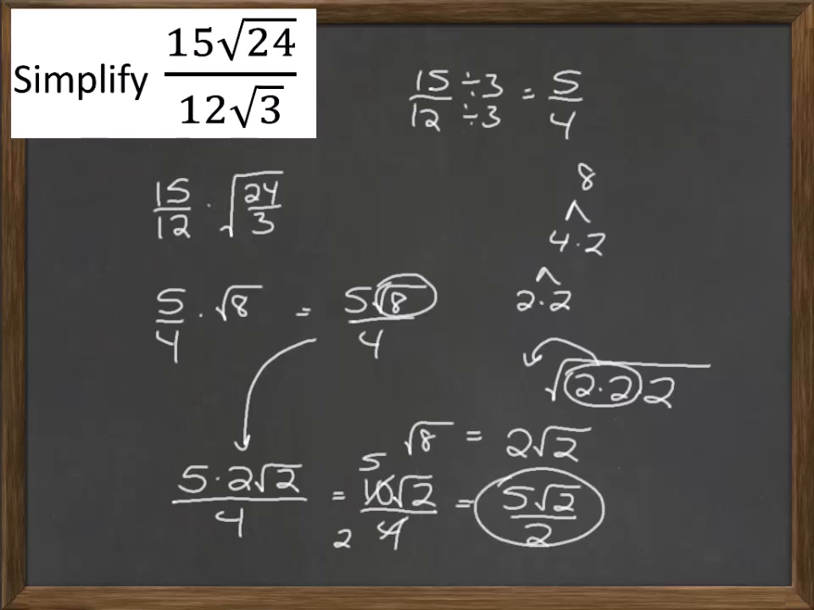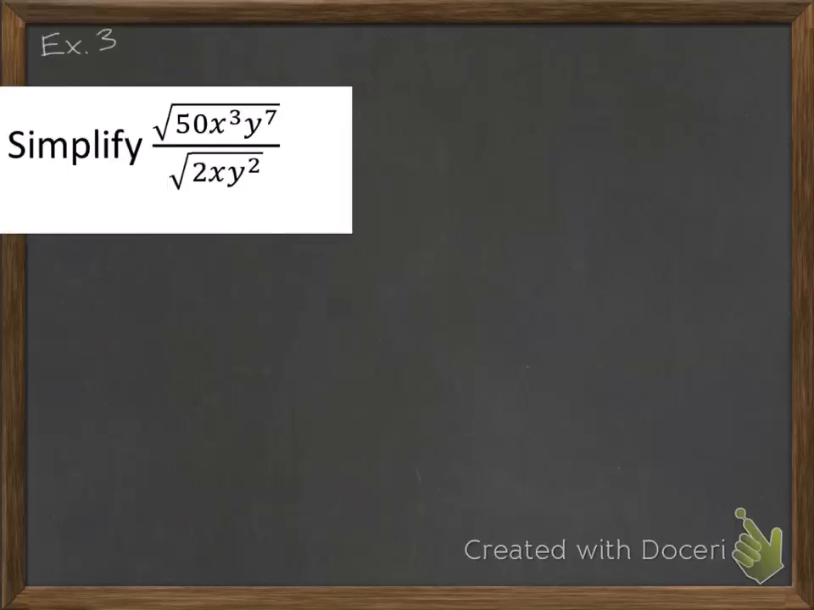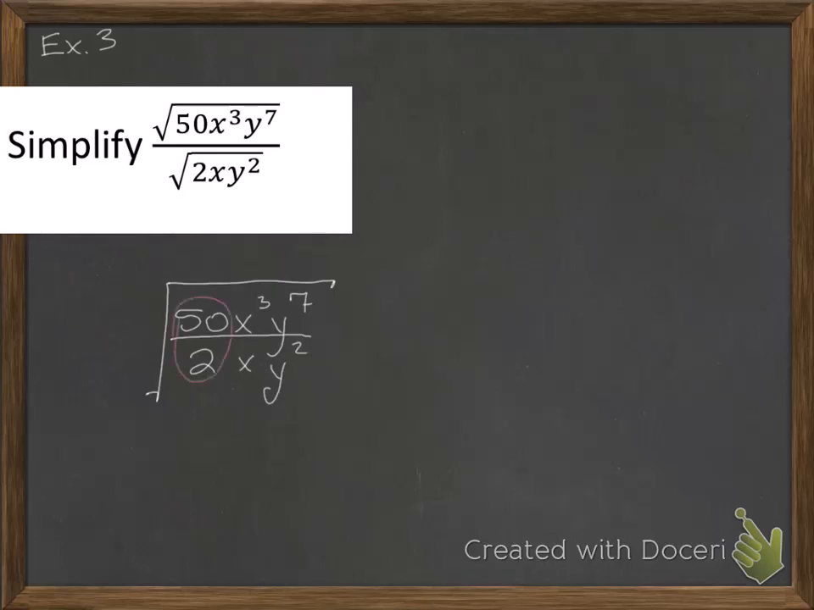All right, here's another example. Now notice that everything is completely under the radical. So let's write it as 50x cubed y to the 7th divided by 2x y squared, and we'll put this all under one radical. Okay, so let's walk through this step by step. So first we're going to divide 50 by 2. Well, 50 divided by 2 is 25.